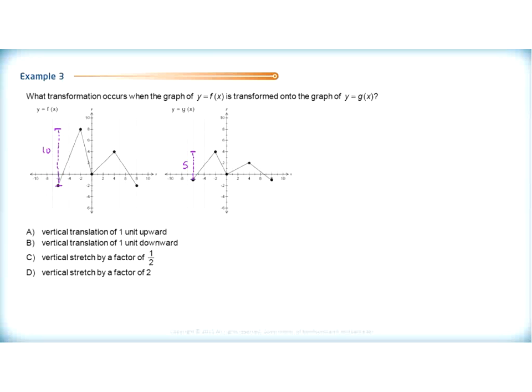So the function f of x has a distance between 2 points of 10. The new function g of x has a distance between the same 2 points of 5. That would represent a vertical stretch of 1/2. The graph has been stretched vertically by a factor of 1/2. The graph is smaller, so it's been stretched vertically by a factor of 1/2.